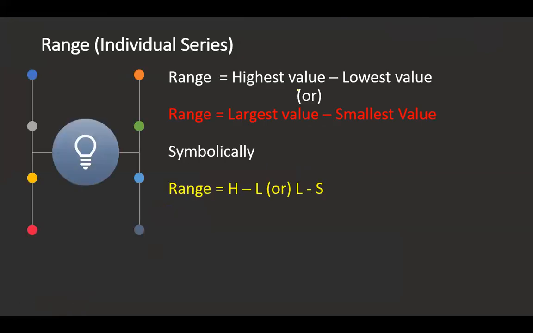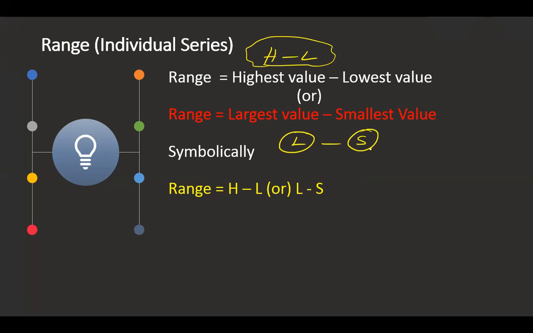Now, range is nothing but the highest value minus the lowest value. I have to find out the highest value and subtract the lowest value, and it will be denoted by H and L. In some other books, we can see another type. We'll call it the largest value, denoted by L, minus the smallest value, denoted by S.